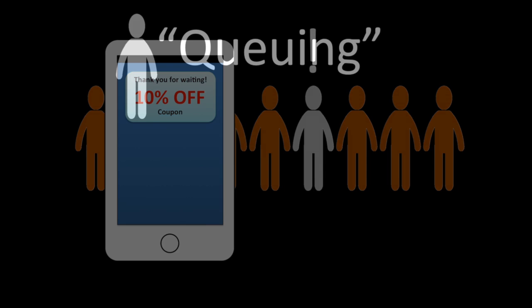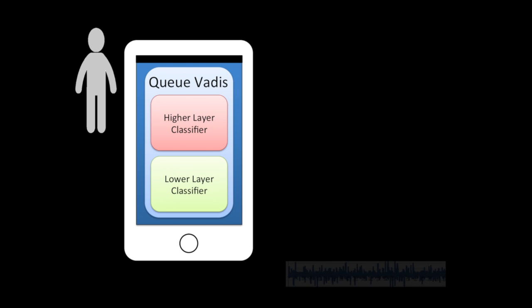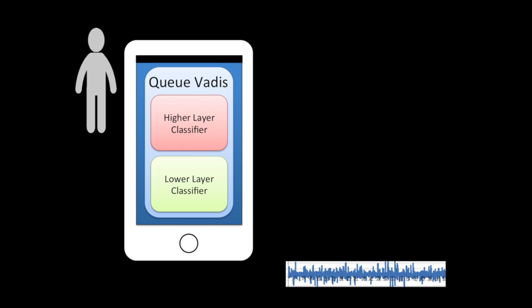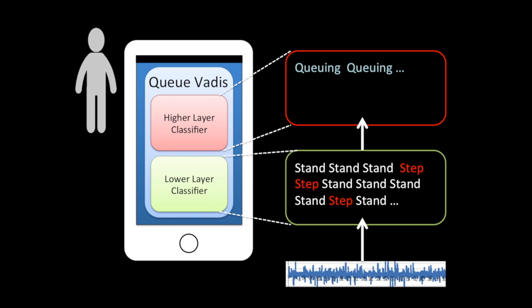At a high level, we postulate that queuing is defined by a repetitive sequence of micro-activities that principally involve standing interspersed with short bursts of walking or stepping. Our QueueVadis system inside each queuing user's smartphone implements a two-tier classification system based on sensor data from the accelerometer. In the lower layer, micro-activities, such as stand or walk, are detected once every 2 seconds. Using the stream of micro-activities in a second-tier classifier, the higher-level activity of queuing is detected with a queue profile-specific periodicity.